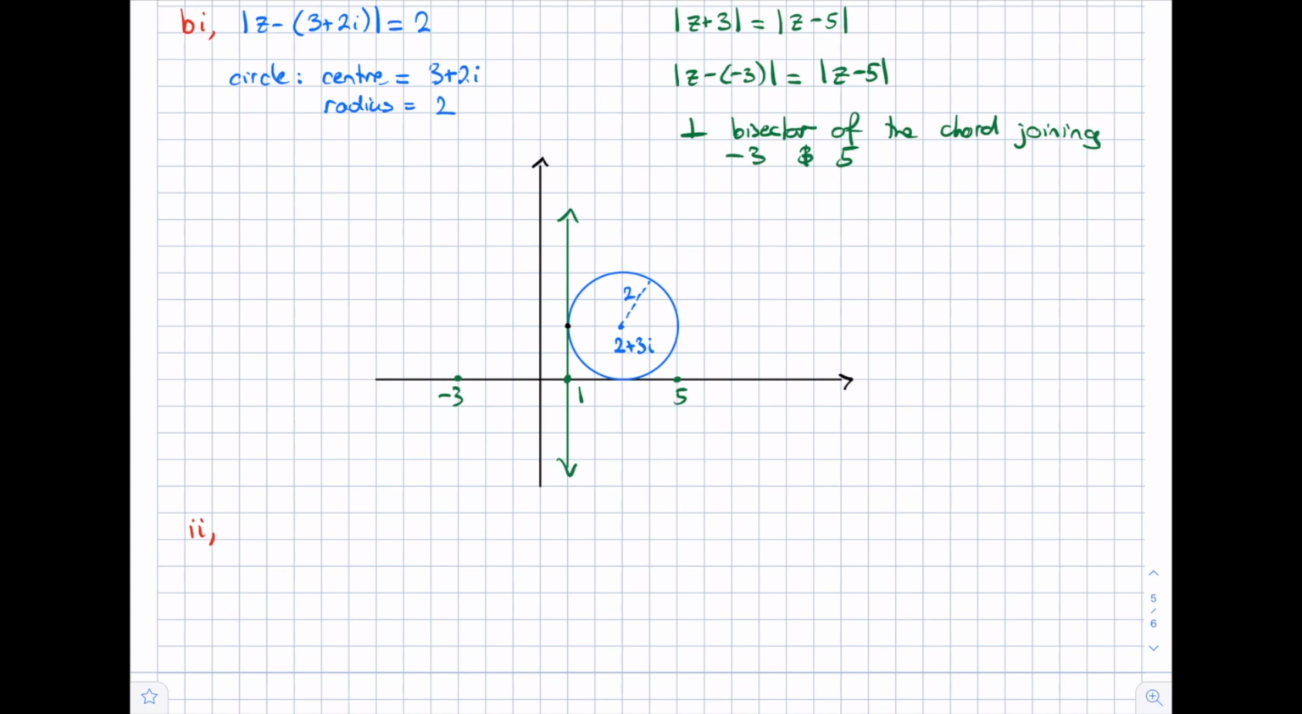So what's the coordinate of this one point here? Well, it's got an x coordinate of 1 and a y coordinate. It's the same as this y coordinate, which is 2. So z equals 1 plus 2i is just our answer here. This is the only point which satisfies both of the relations.